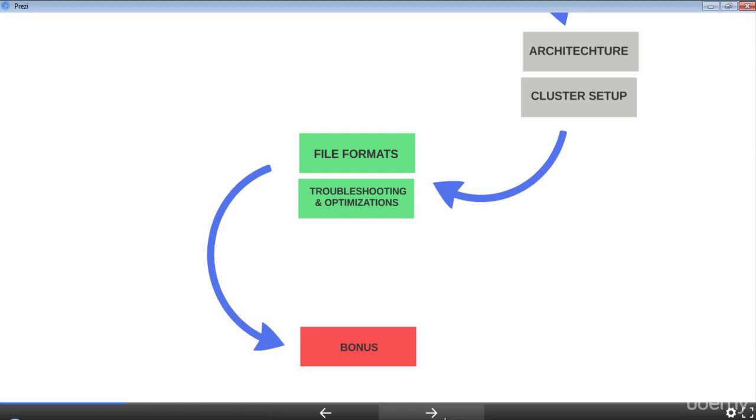Now we are ready to move on to some advanced concepts. In the next chapter, we'll look into different file formats. A Hadoop course is not complete unless we talk about troubleshooting and optimizations, so we'll cover that next. Finally, we'll have a bonus chapter. Now let's look at each of the chapters in detail.